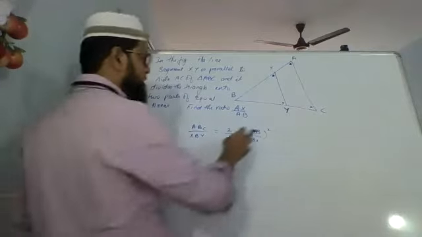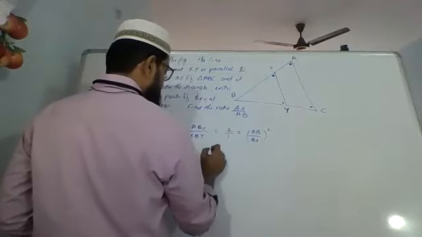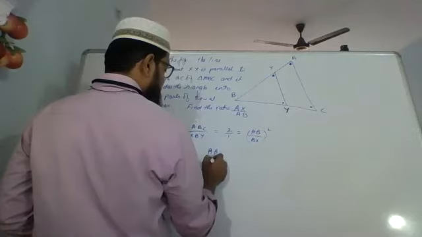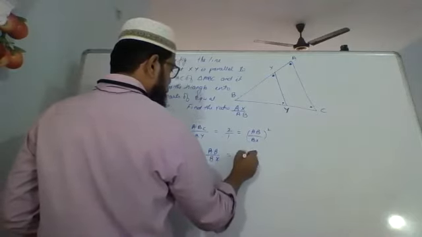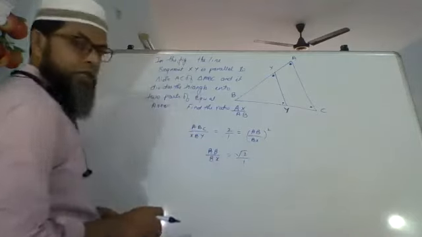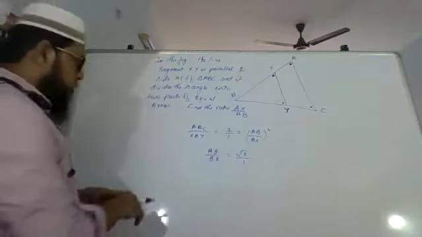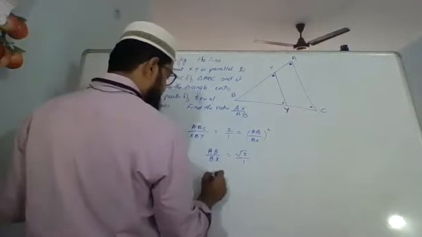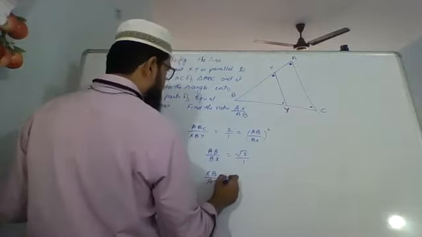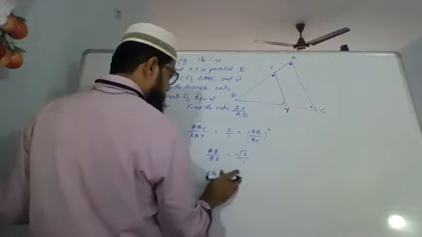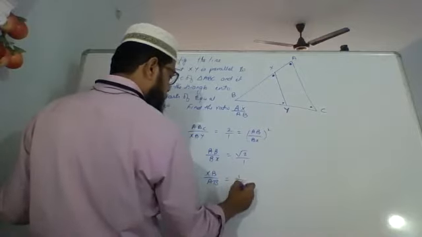So if I want to find just AB upon BX, AB upon BX equals root 2 upon 1, because the square root of 1 is 1, and the square root of 2 is root 2. So XB upon AB equals 1 upon root 2.